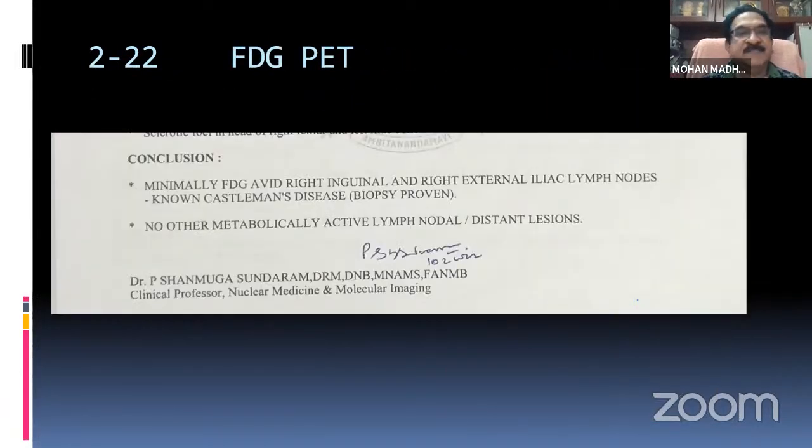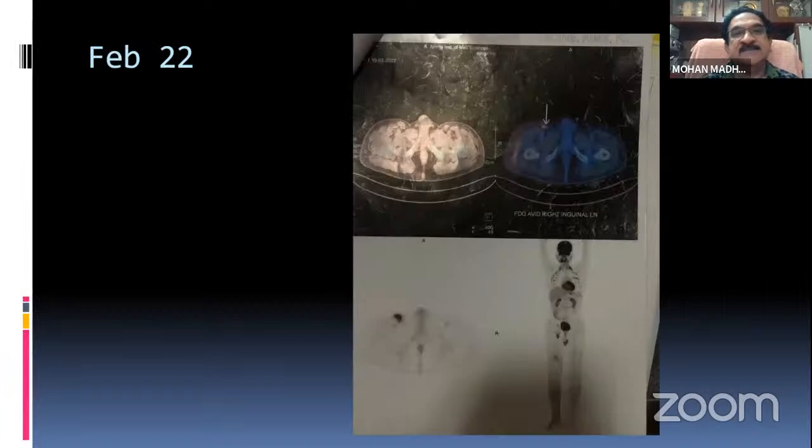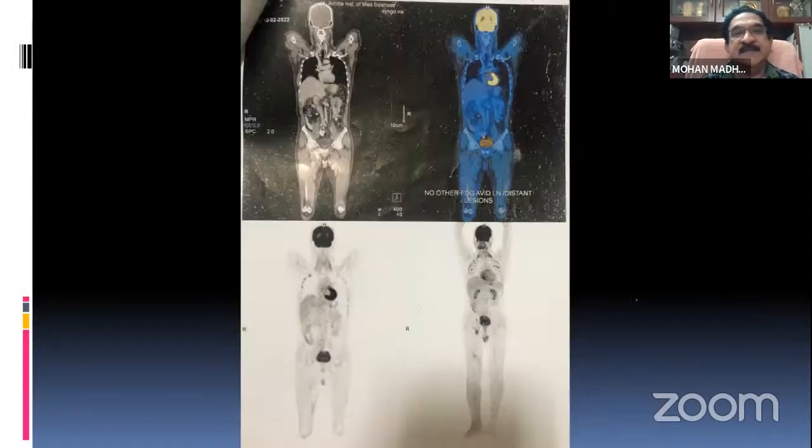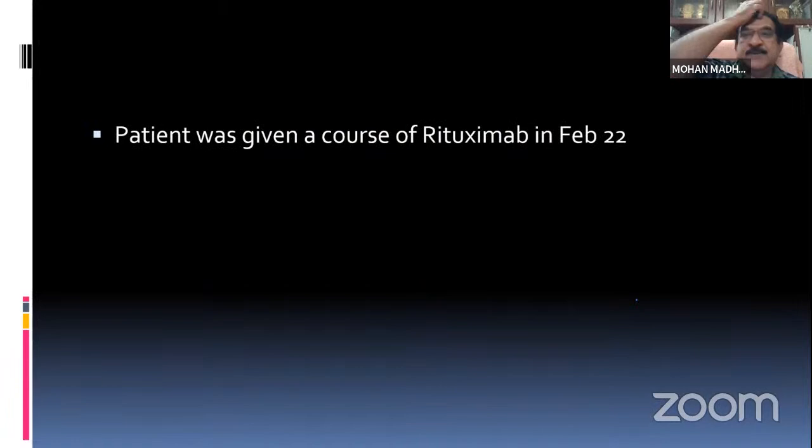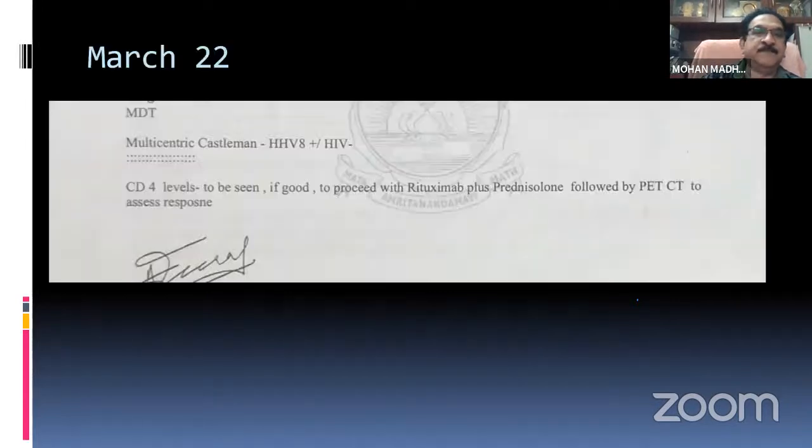Then they did FDG PET, which showed minimally FDG avid right inguinal and right external iliac nodes, known case of Castleman disease, biopsy proven. No other metabolically active lymph nodal stations seen. This is the FDG PET. I think we skip that. It is in February 22. He was given rituximab based on the diagnosis of Castleman disease from the biopsy of the lymph node.